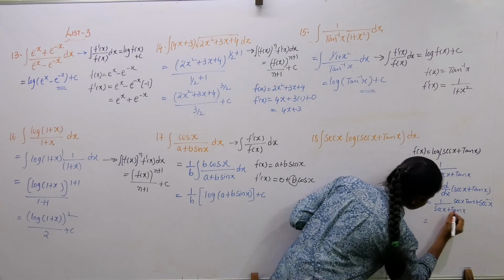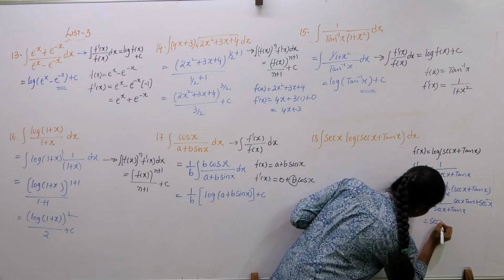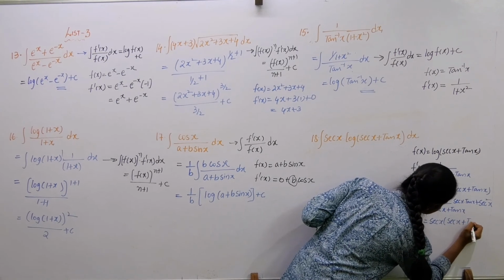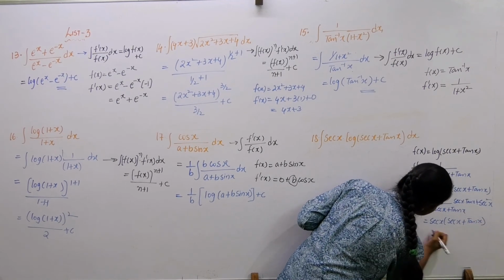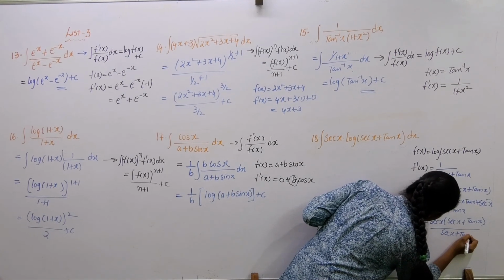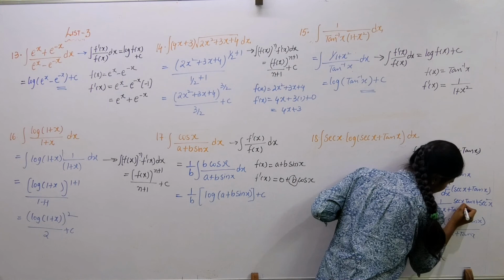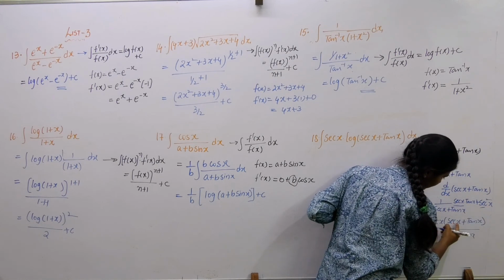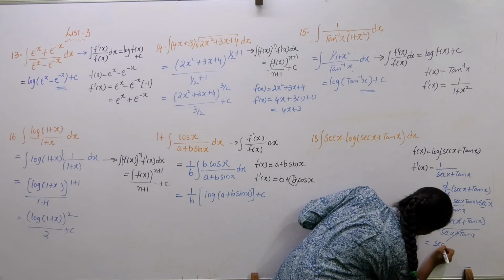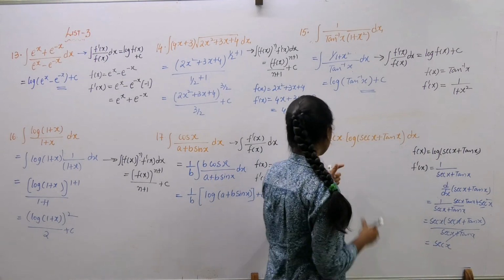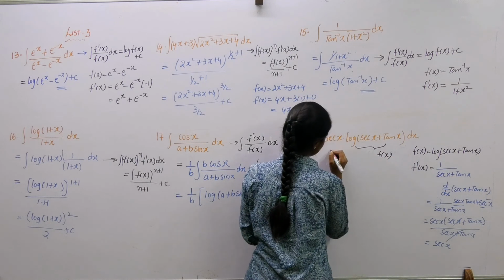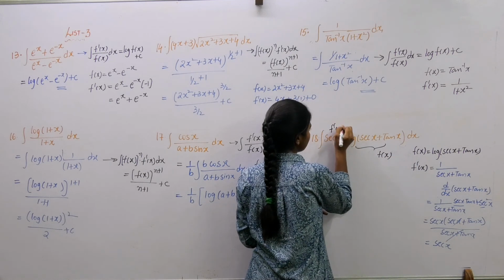It is equal to, when we take secant x common, we get secant x plus tan x by secant x plus tan x. These two values get cancelled. Finally, we get secant x. Here we have this value as f of x and this value as f dash of x.